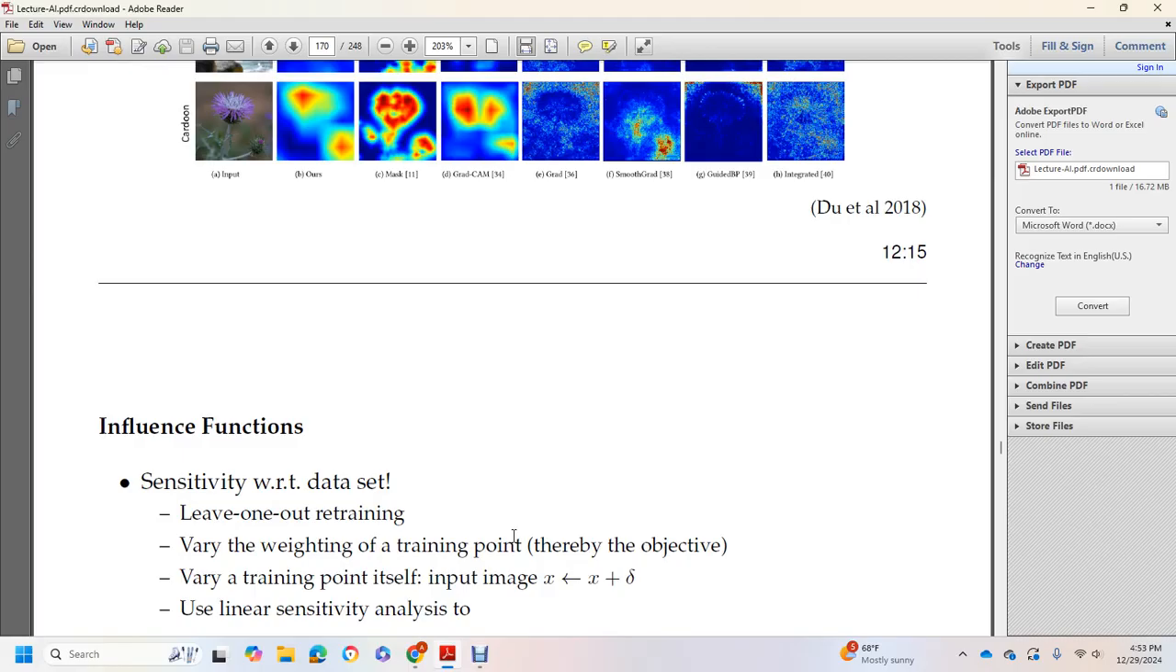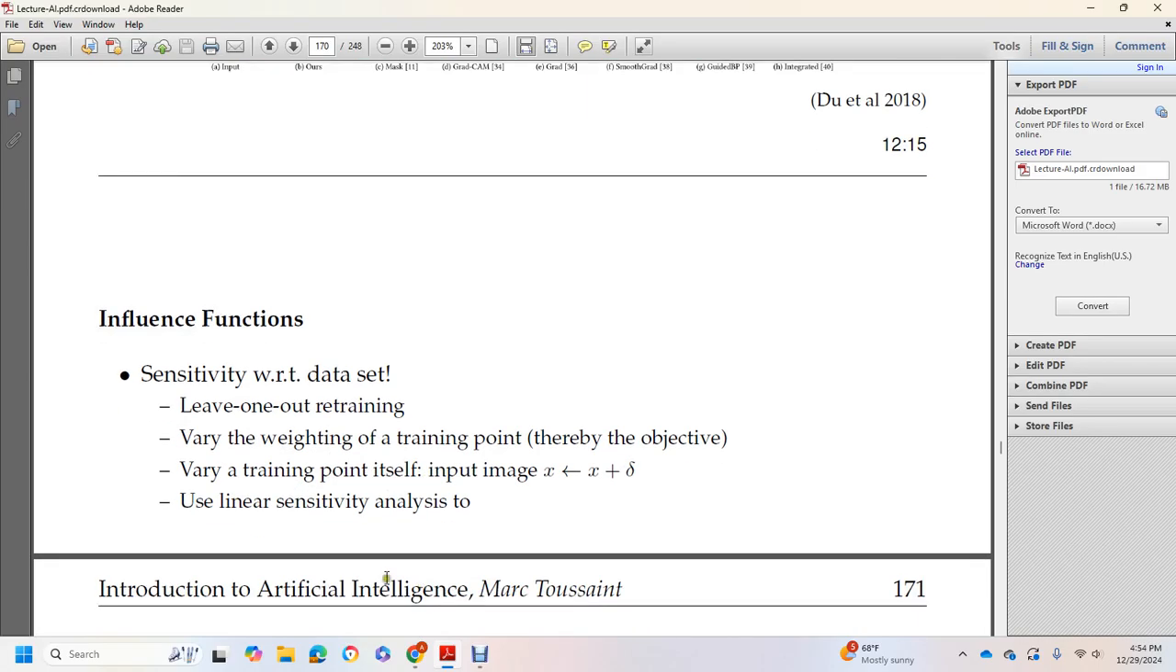Influence and function sensitivity of the weight: sensitivity of the weighted rate, reason testing data set, leave-one-out retraining, weighting the training point, thereby comparing the training point itself with the input image, using linear sensitivity analysis.